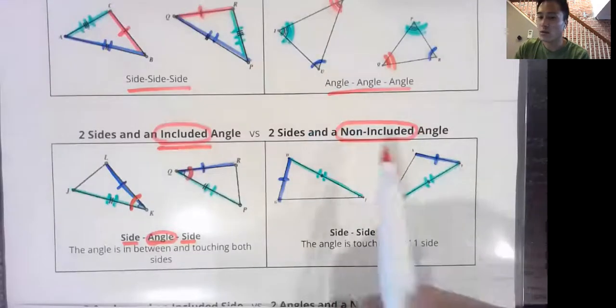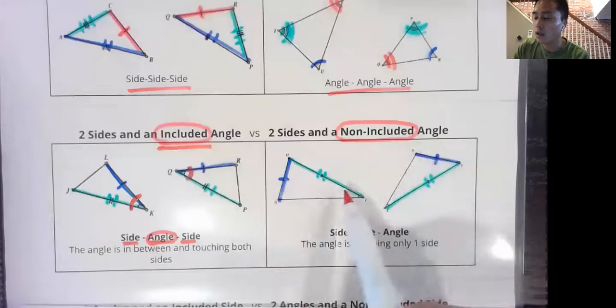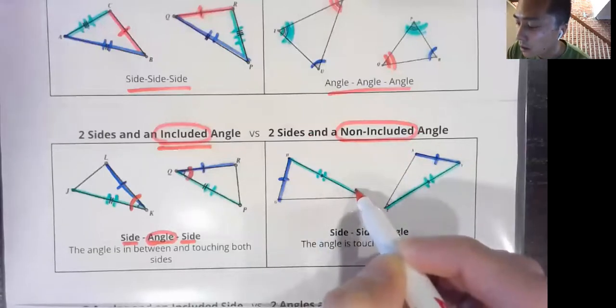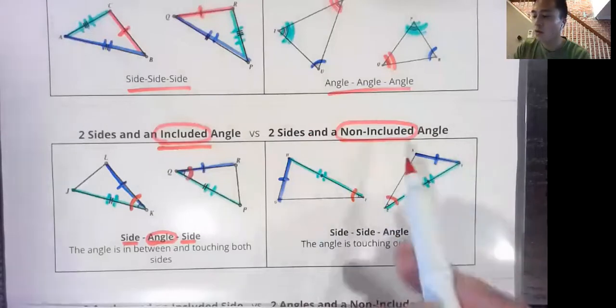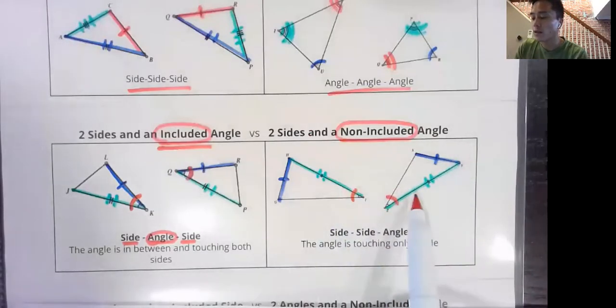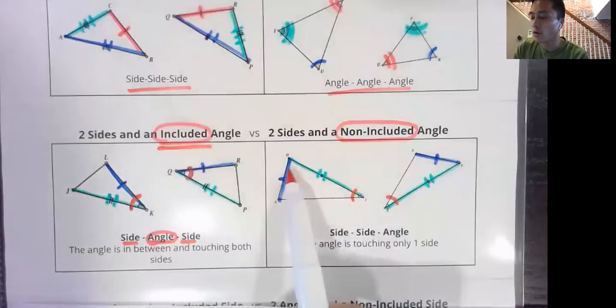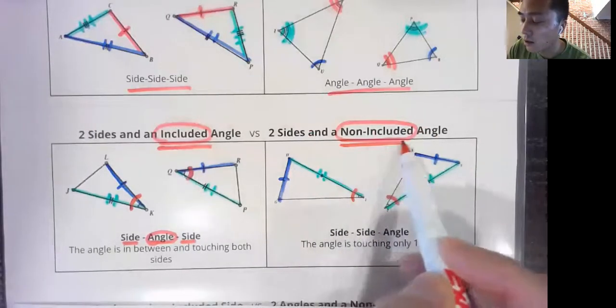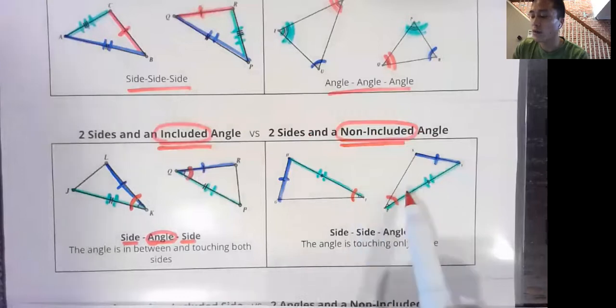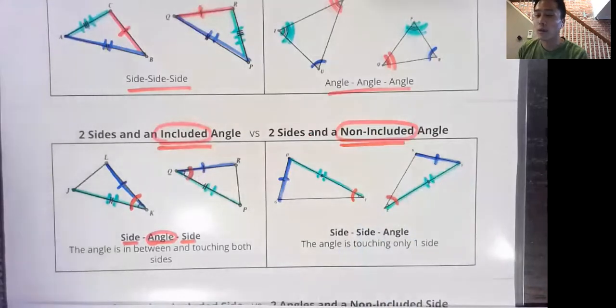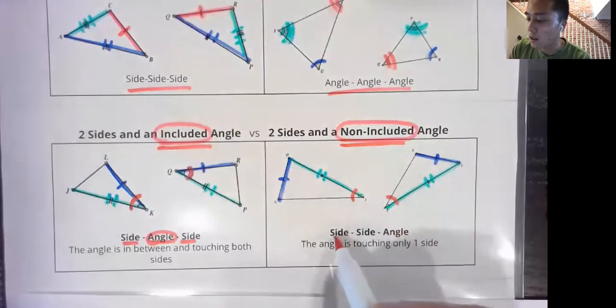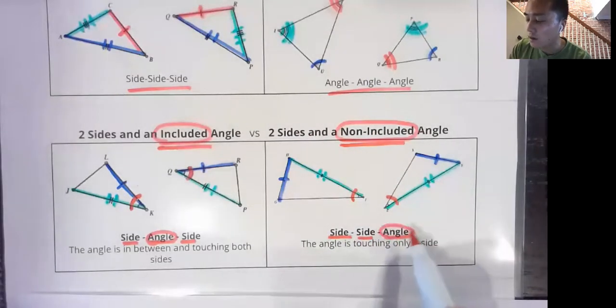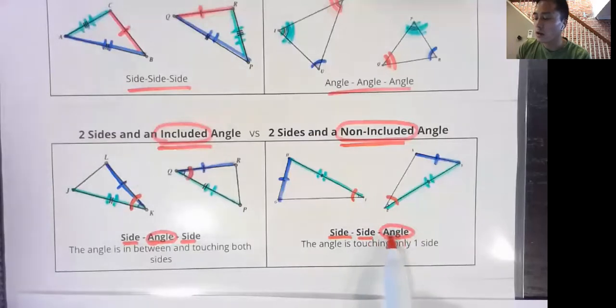Now compare that to two sides and a non-included angle. Notice in the diagram, the angle that's congruent is out here. And it's only touching one of the sides. It's not touching both of the congruent sides like it was here. And so that's why we say this is a non-included angle, because it's only touching one of the congruent sides, not both of them. And when we list out the shorthand, that's why we say side, side, angle, right? The angle is on the outside. It's not in between the two sides like it's listed here. So that's the difference between the two.